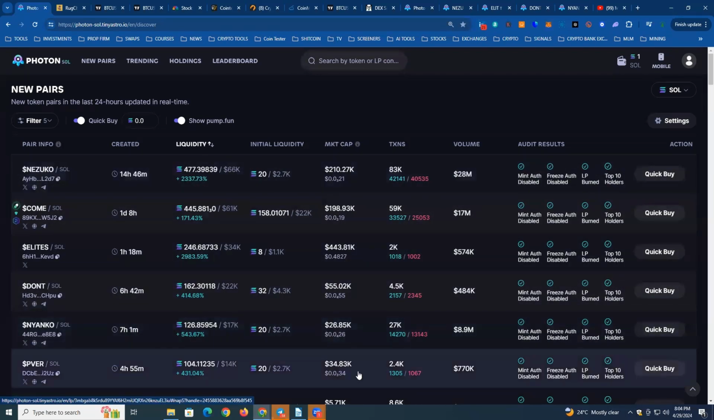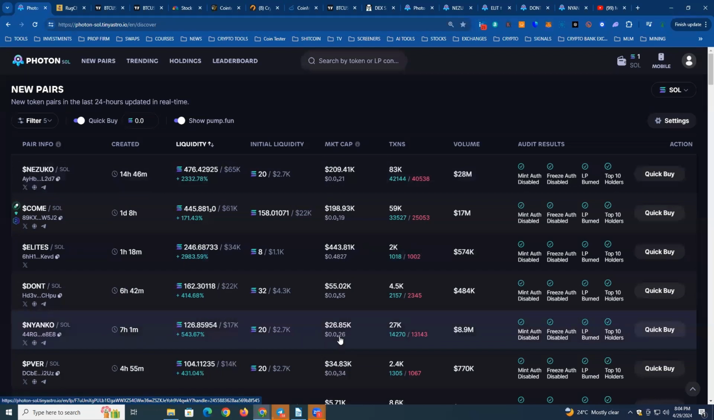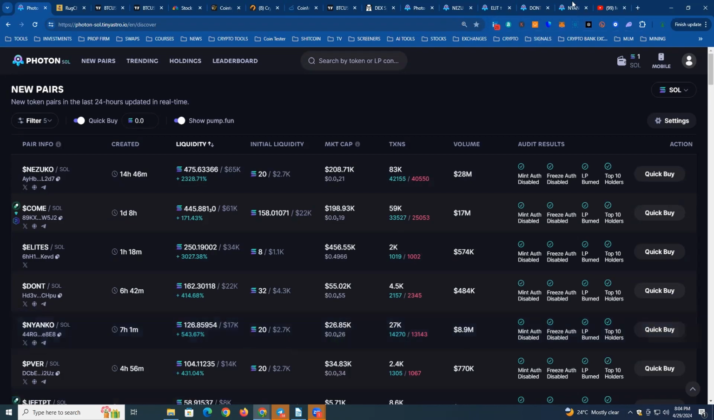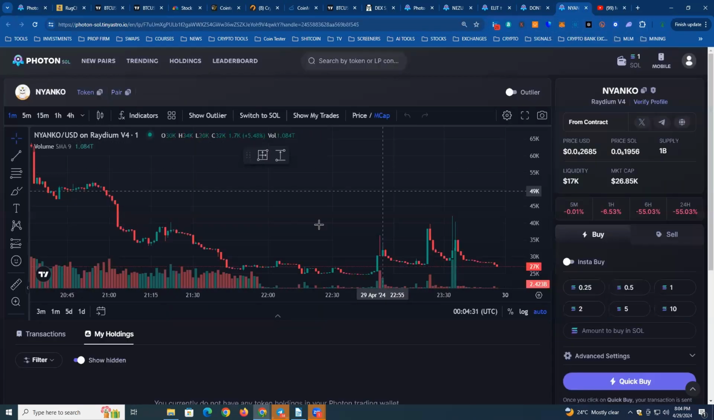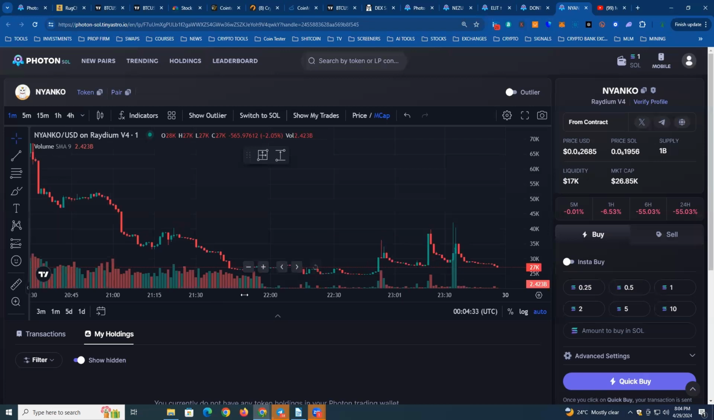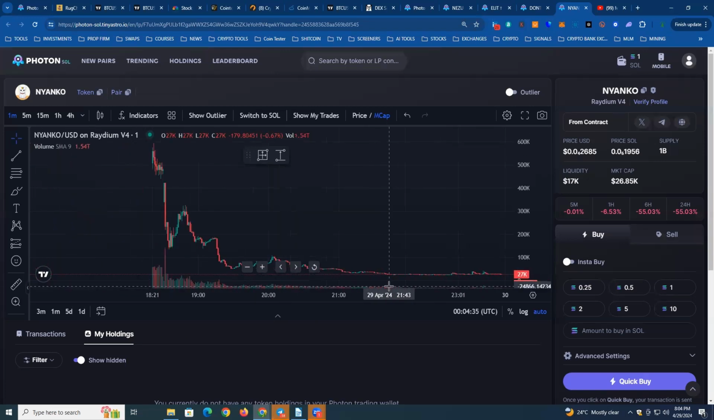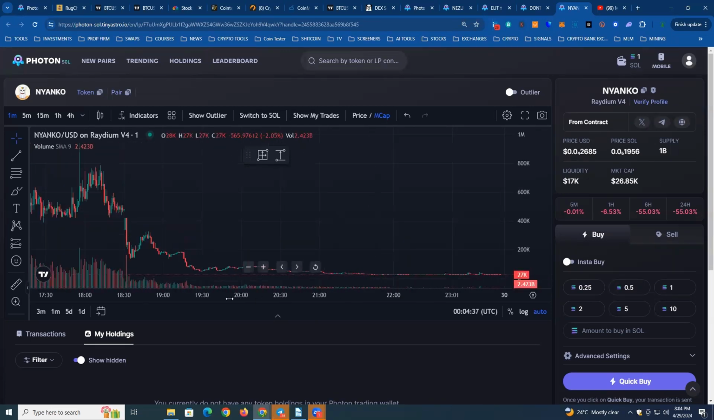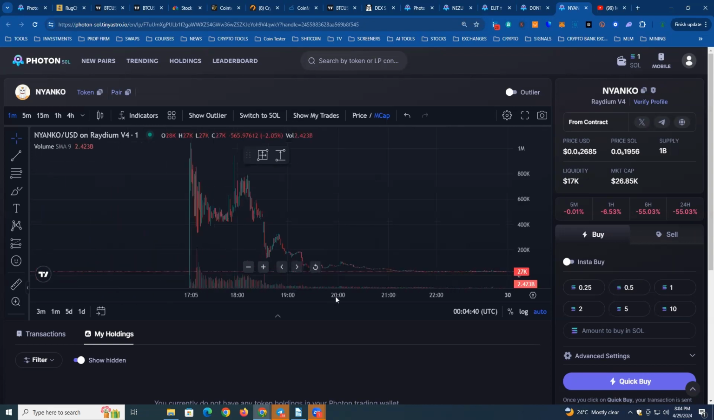you'll notice that a lot of these coins still have a considerably low market cap. For instance, this particular coin here, the Nyanko, still has a market cap of $26,000 and has been consistently moving. When we look at the chart of Nyanko, it tells us a completely different picture. And this is why it is so important. Here it is, this coin, it has died from the time that it was launched.